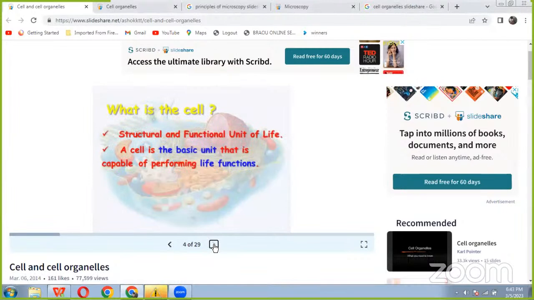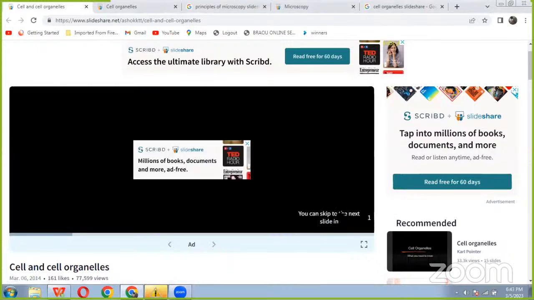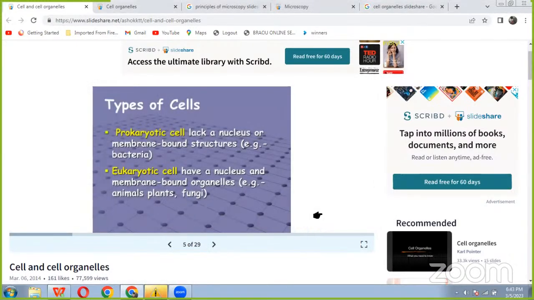What is the meaning of the cell? Mainly, the basic unit of life is the cell. Types of cells: there are two types, prokaryotic cells and eukaryotic cells. Prokaryotic cells lack a nucleus and membrane-bound structures, for example cyanobacteria and bacteria. Mainly they only lack a nucleus.